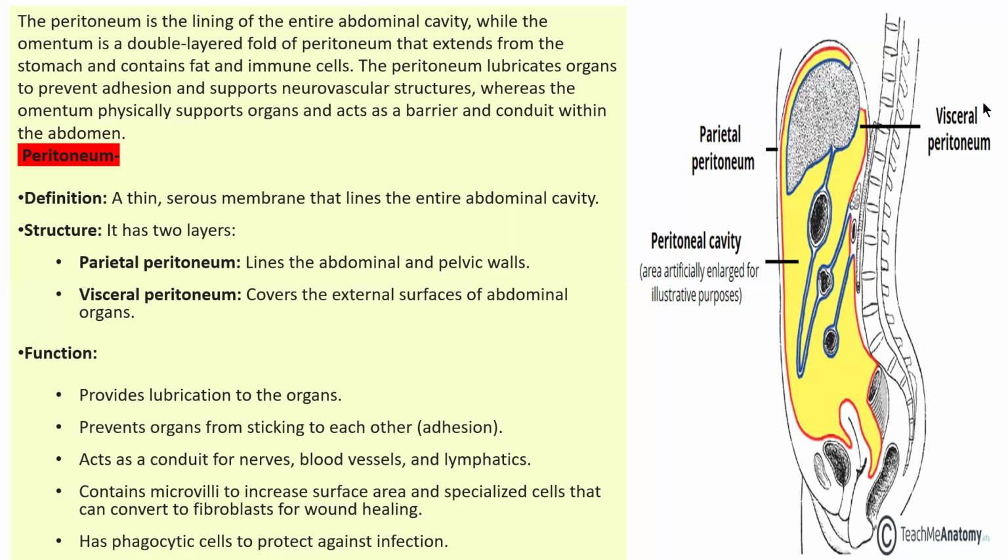It also contains peritoneum microvilli to increase surface area and specialized cells that can convert to fibroblasts for wound healing. Very important point: peritoneum contains microvilli to increase surface area for absorption. Second, it consists of specialized cells that convert to fibroblasts, which help in wound healing. Peritoneum also has phagocytic cells to protect against infection. So these are the functions of peritoneum.